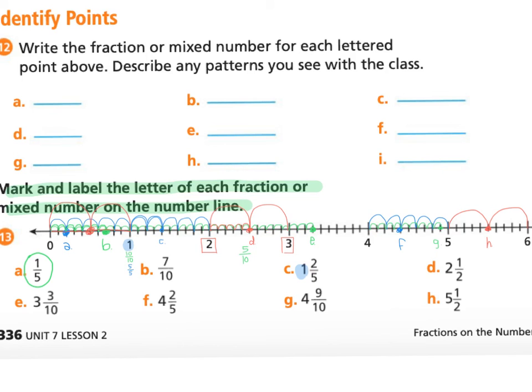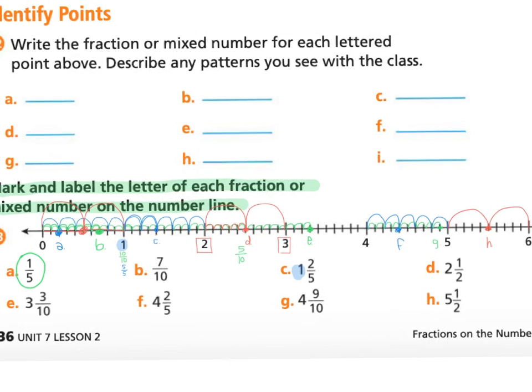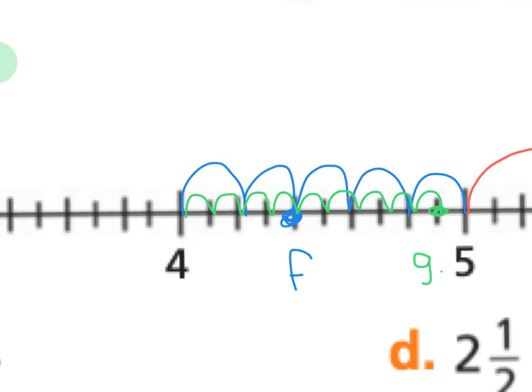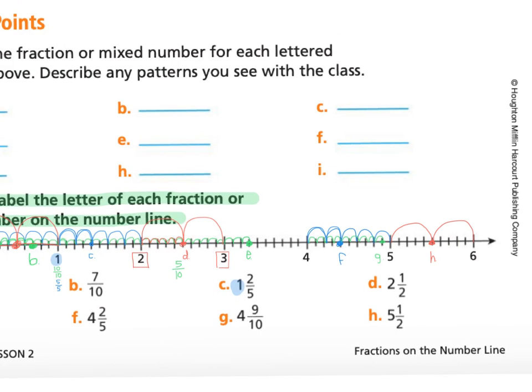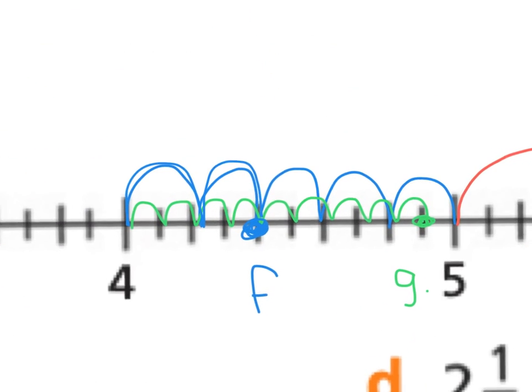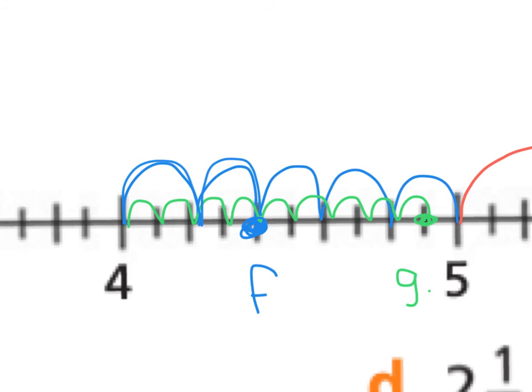F should be at 4 and 2/5. I know that my fifths is every other mark. So I noted that in my blue marker, and I found 2/5 right here. 4 and 2/5. Then G was asking me to find 4 and 9 tenths. Tenths is my smallest unit of measurement, so I used my green marker to count 9 times past 4, my whole number.